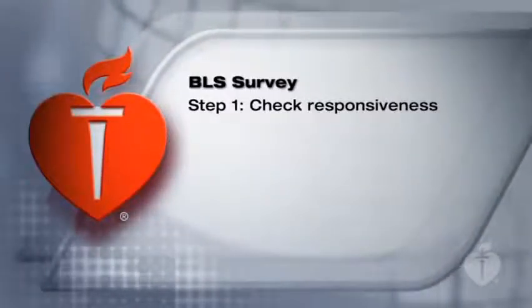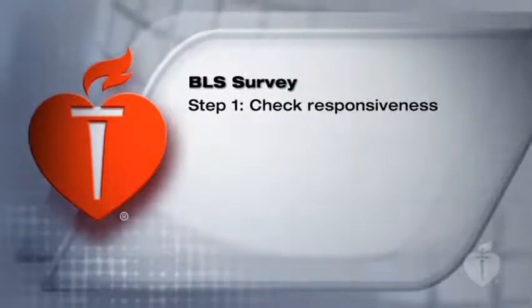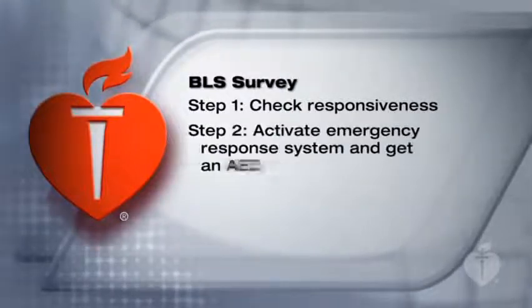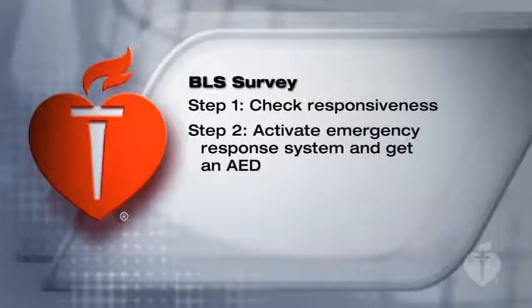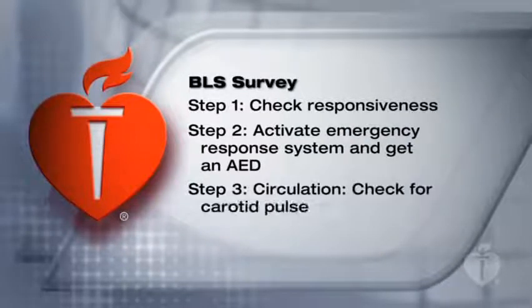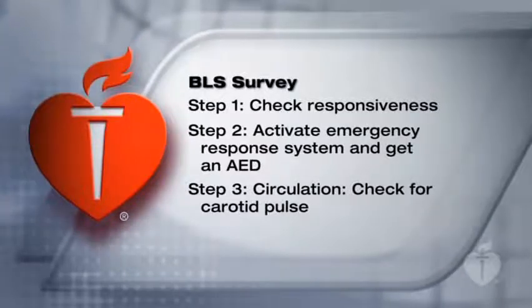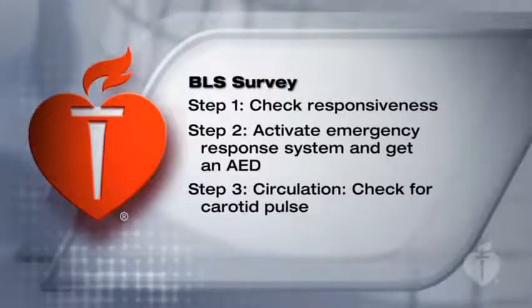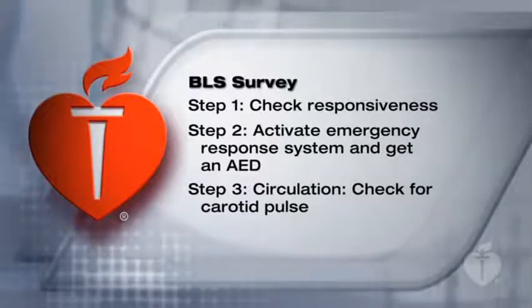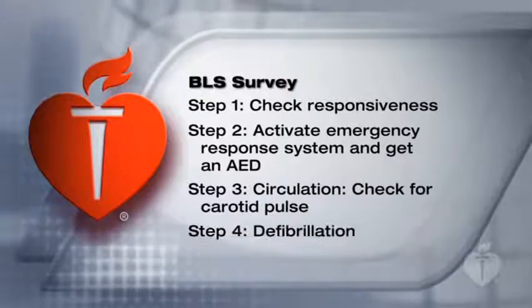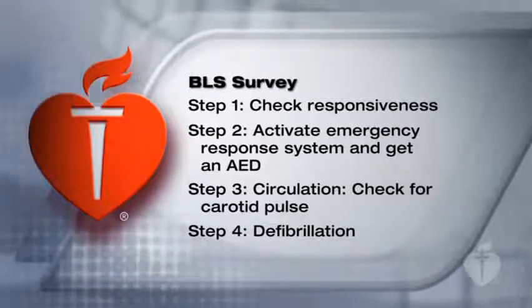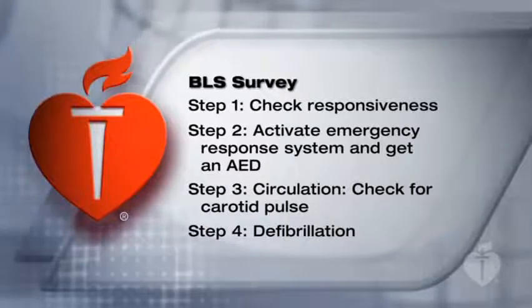Step 1, check responsiveness. Tap and shout and scan the chest for movement. Step 2, activate the emergency response system and get an AED. Step 3, circulation. Check for a carotid pulse. If you cannot feel a pulse within 10 seconds, support circulation by giving cycles of 30 chest compressions followed by 2 ventilations. Step 4, defibrillation. As soon as possible, connect an AED or defibrillator, and if indicated, deliver a shock. The best chance of a patient surviving an episode of cardiac arrest depends on high-quality BLS.